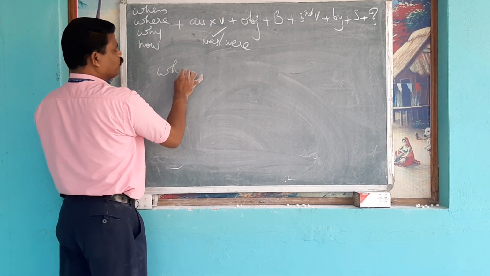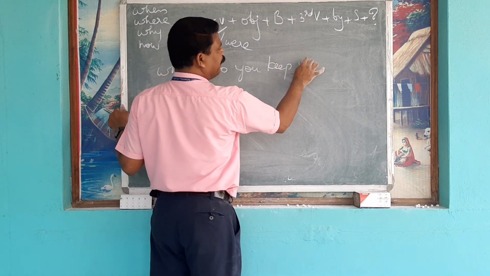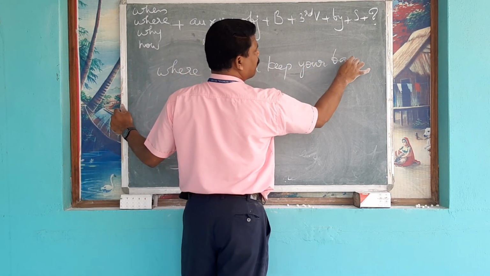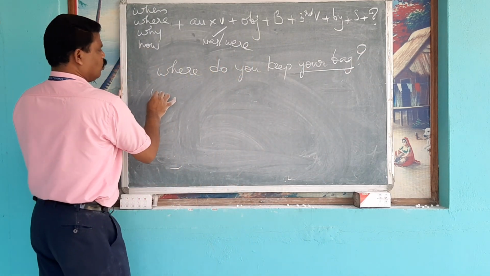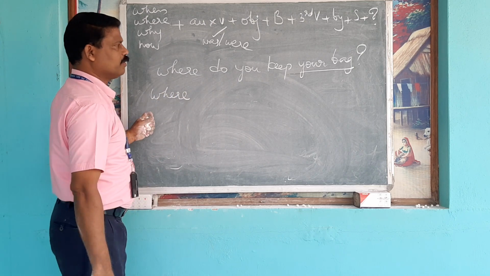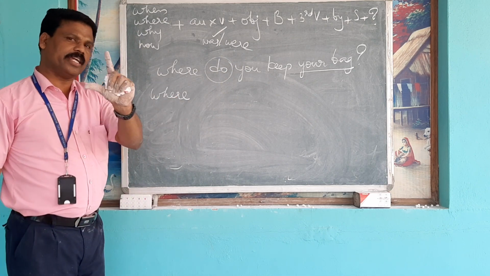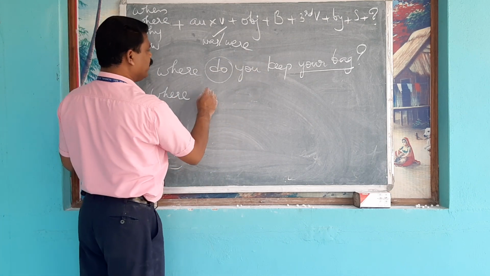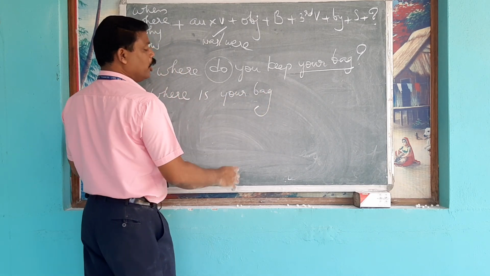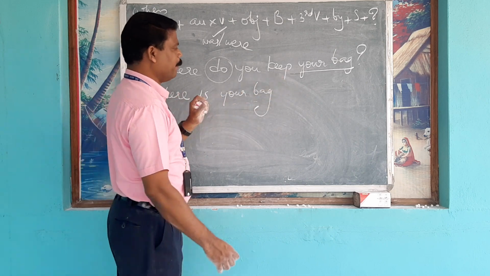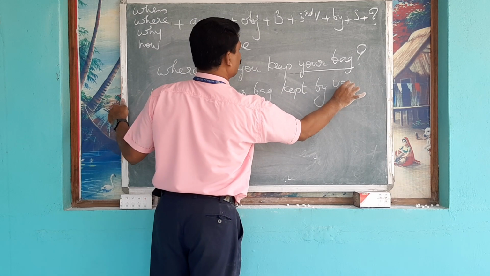Look at the question. Where do you keep your bag? Object your bag. Question word where. Then the auxiliary verb do. If it is do, it will be replaced by is or are. Your bag is singular. Where is your bag? No need to add be, being, been. Keep, kept, by you.